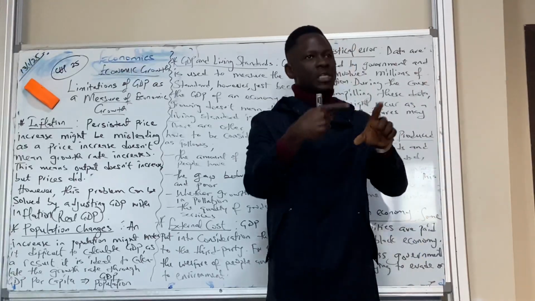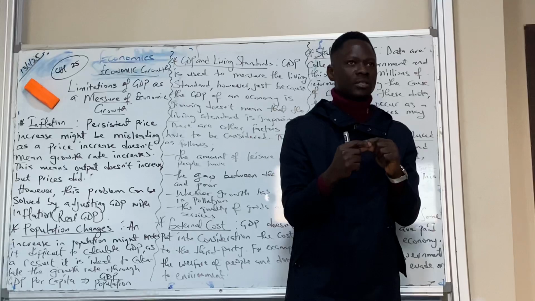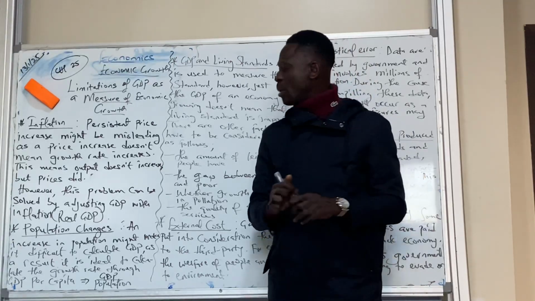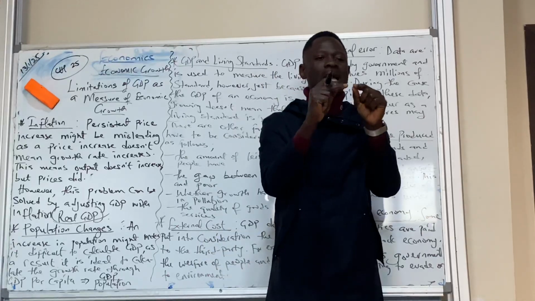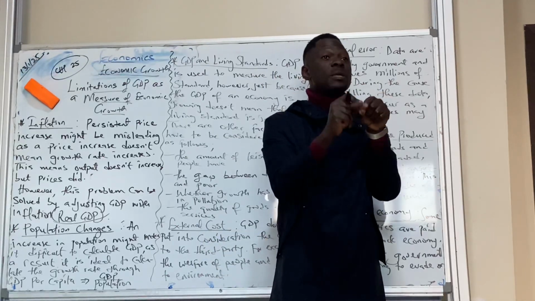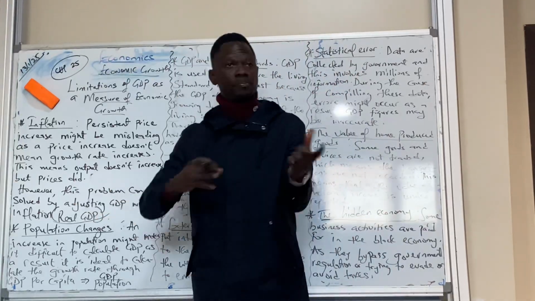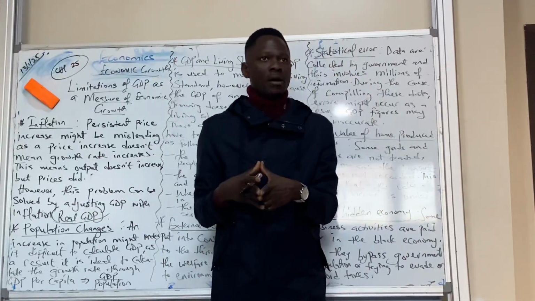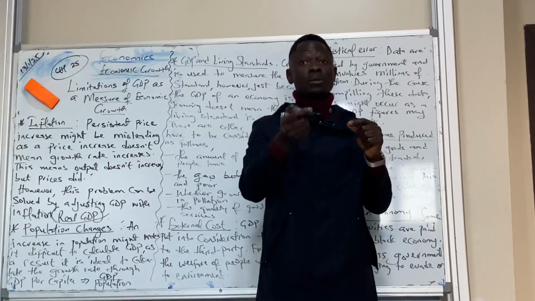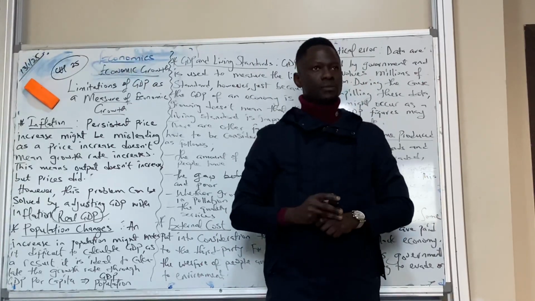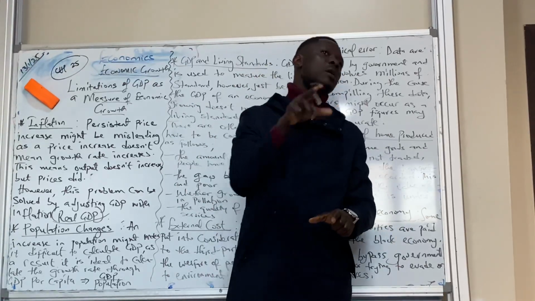So how do we solve this problem? To solve this problem, we have to adjust inflation with GDP. That is why we call it real GDP. So GDP has to be adjusted with inflation. We're not going to use the nominal GDP. The nominal GDP is the value we have. But whenever we have to calculate GDP, we calculate it with the inflation rate. That is the solution. Then we have real GDP instead of nominal GDP.